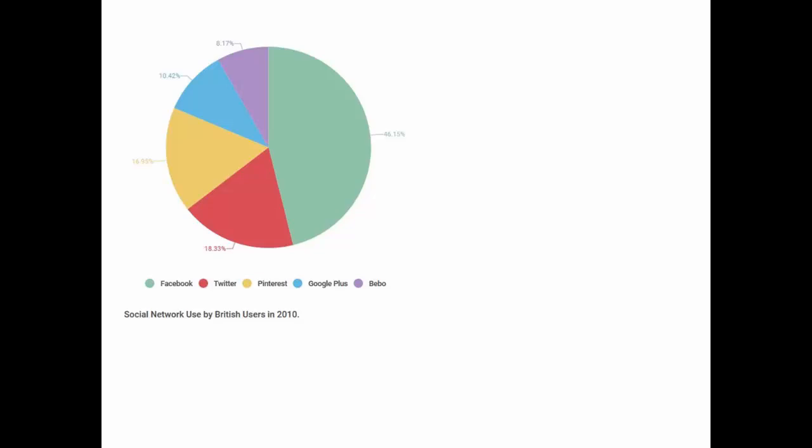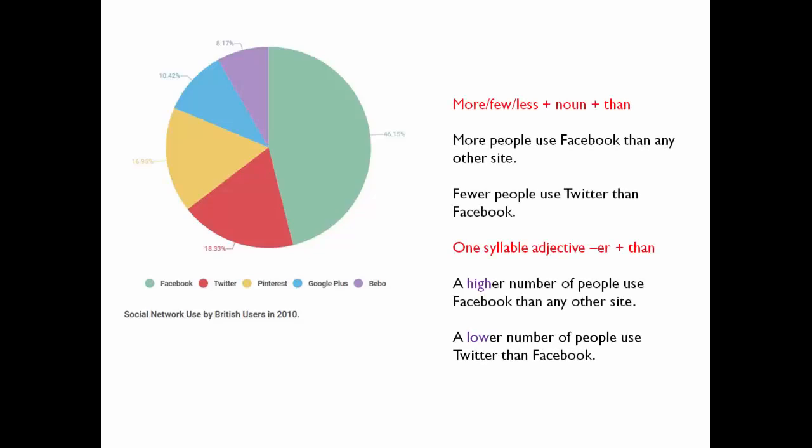So let's look at this pie chart. If we were comparing the different social networks in this pie chart, how could we use the different structures to do that? So first, we could say more people use Facebook than any other site. So we have used more plus the noun is Facebook and then than. So more, noun, than. And then any other site, or we could say whatever we're comparing it with. Fewer, noun, Twitter, than, and then whatever we're comparing it with.